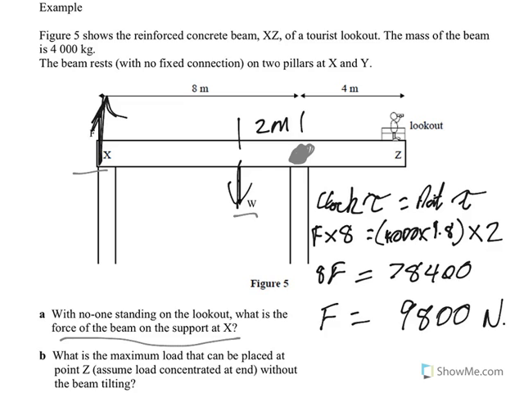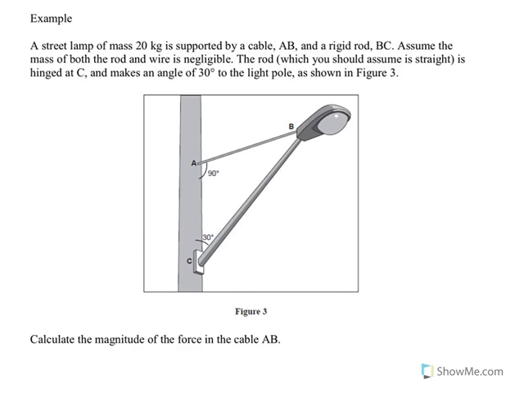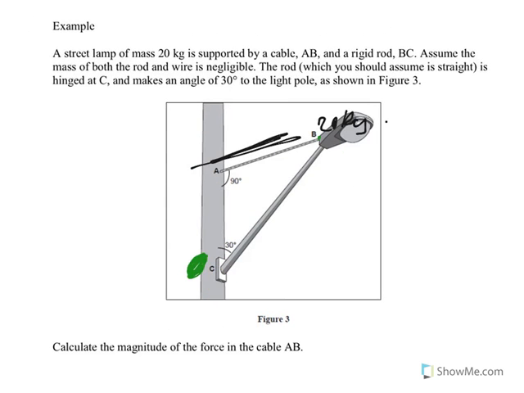Alright, so the next bit says, what's the maximum load that can be placed at Z? That's down here. So let me go to the next page and bring up the diagram again. Here we go. A street lamp has a mass of 20 kilos, supported by a cable AB, so this is the 20 kilos up here, and a rigid rod BC. Assume the mass of both the rod and the wire are negligible. The rod, which we should assume to be straight, is hinged at C and makes an angle of 30 degrees to the light pole, as shown in figure 3.